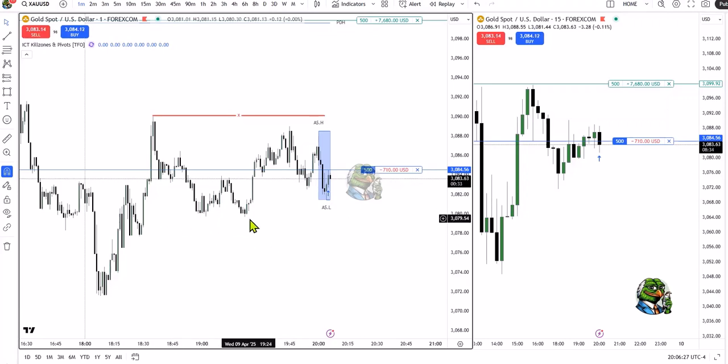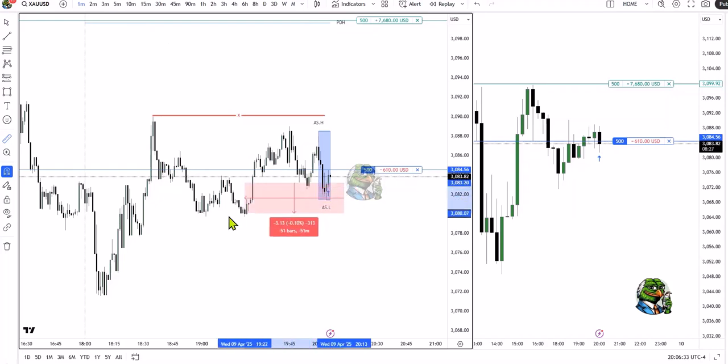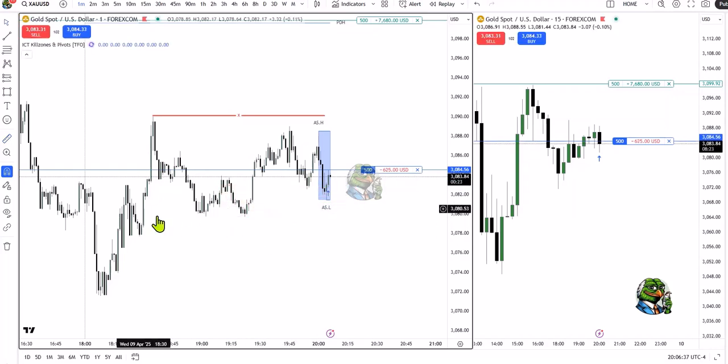There are these equal lows here, so got to be careful about that. How far away are they? They're not too far, 30 pips or so. So I really don't want to see the market come back down here.